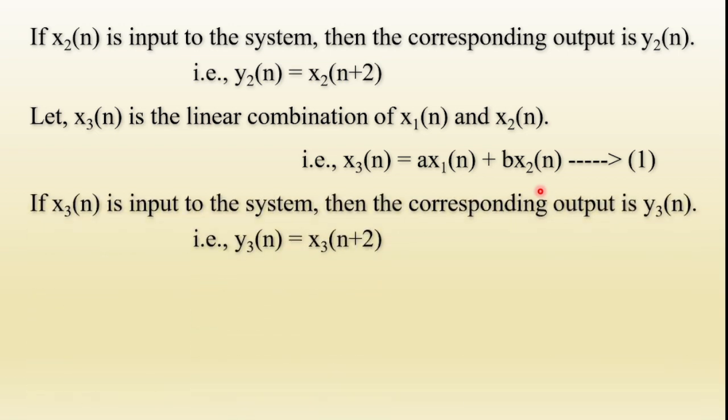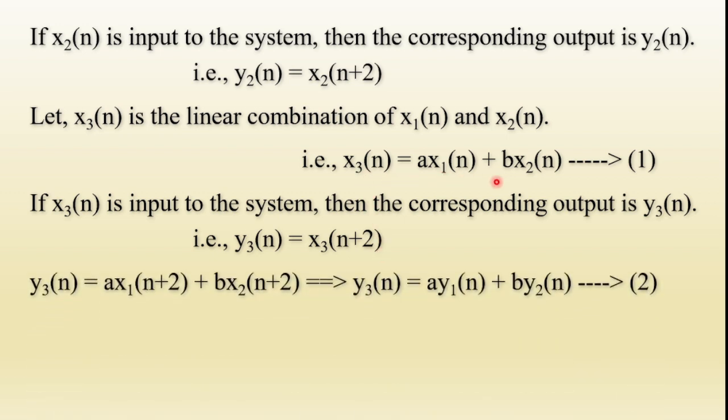Similarly, consider the third system. Third system input is x3 of n and its corresponding output is y3 of n. So that is y3 of n is equal to x3 of n plus 2. So now here what is x3 of n? x3 of n is a x1 of n plus b x2 of n. So in this equation what is the RHS term? x3 of n plus 2. Similarly, x3 of n plus 2 is a x1 of n plus 2 plus b x2 of n plus 2.